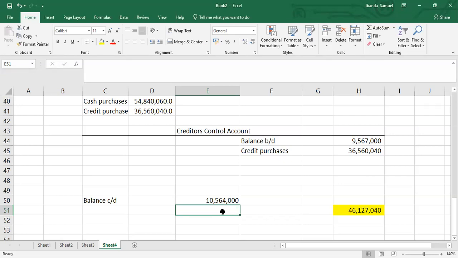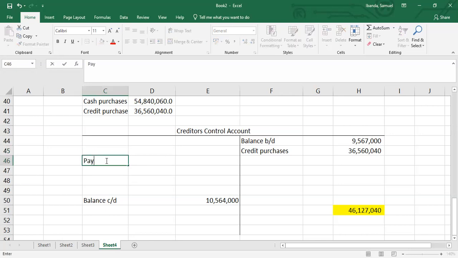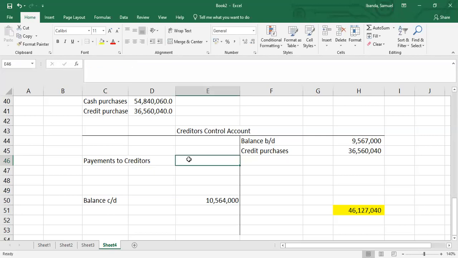Now, the creditors control account, like we've seen, what increases it are credit purchases, which we already have. We have that figure. Now, what reduces your creditors is payments to creditors, okay? And therefore, this difference between this side and this side is actually our payments to creditors. This is how control accounts work, by the way. So this difference, which is the 46 minus the 10, is actually payments to creditors, because payments to creditors would definitely be debited.